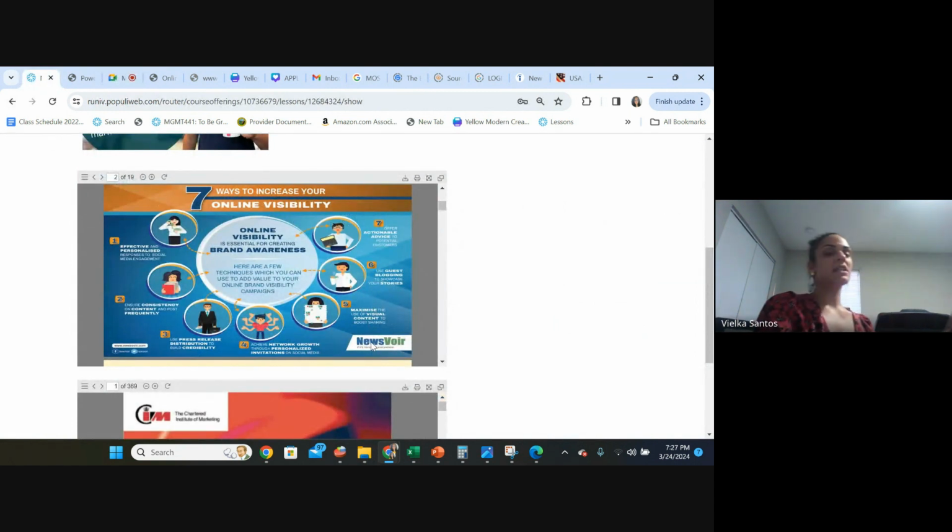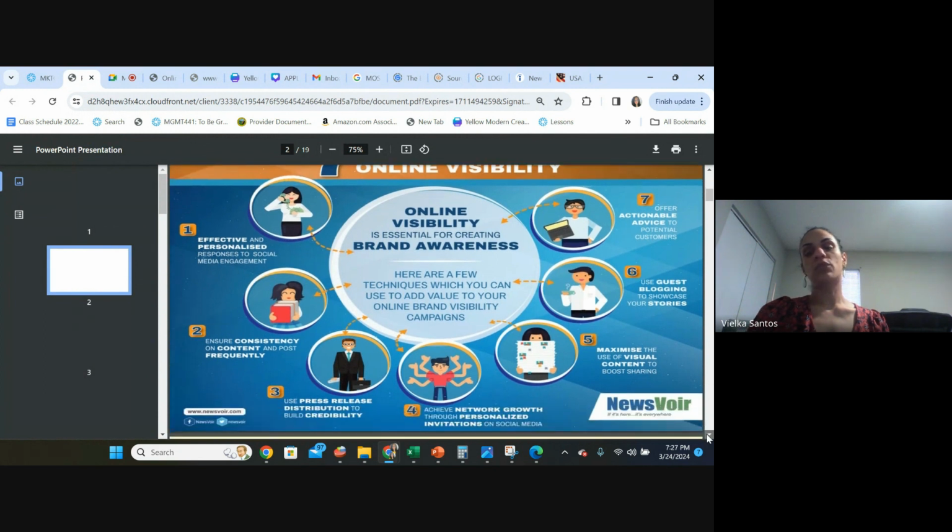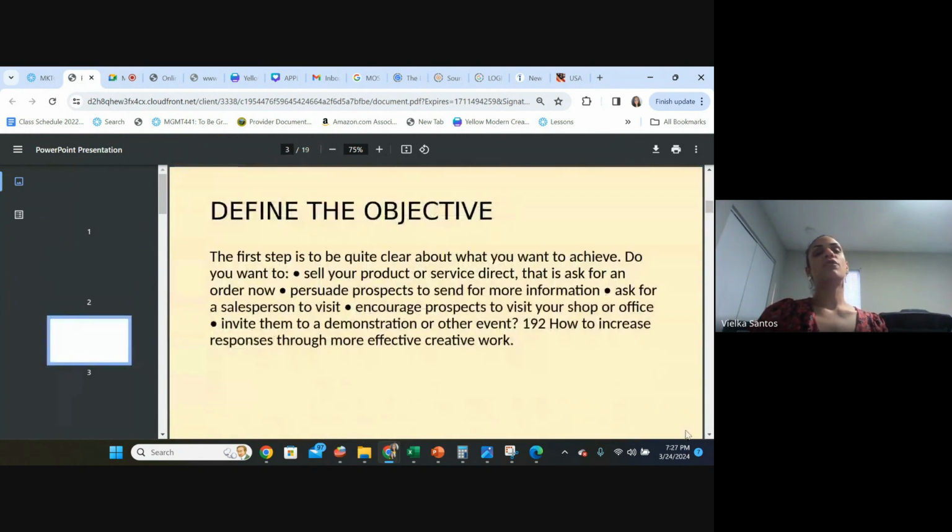The aspects that we mentioned here are the aspects about brand awareness. Brand awareness: how to be part of the mind of your customer, how to be present, how to be engaged, how to interact, and create direct communication that can attract them, and we can monetize this presence on the web. Define the objective.